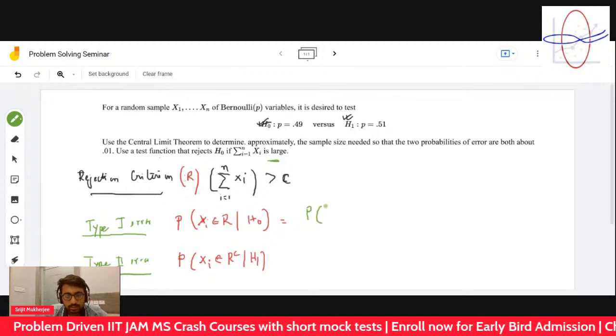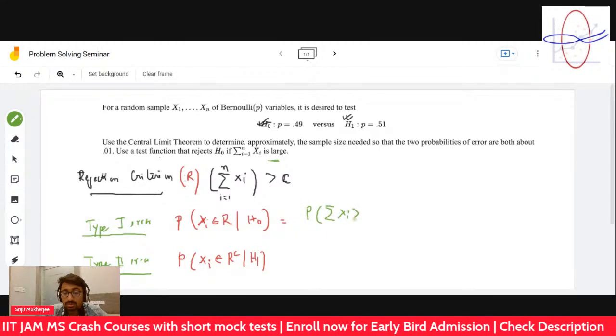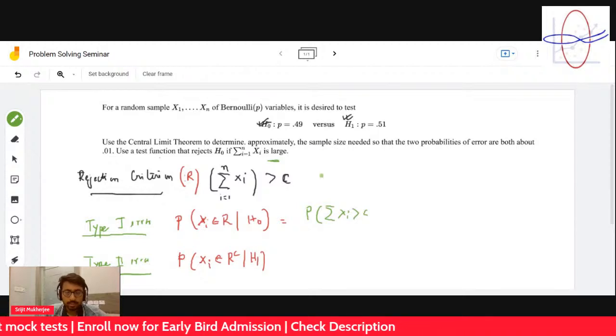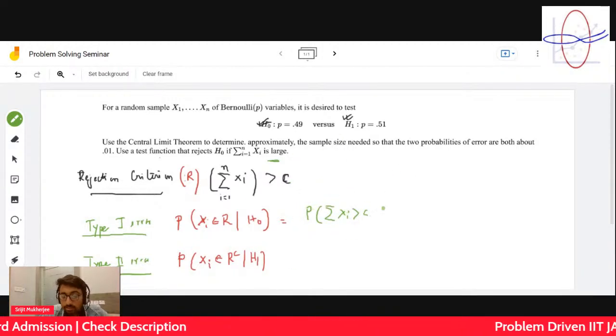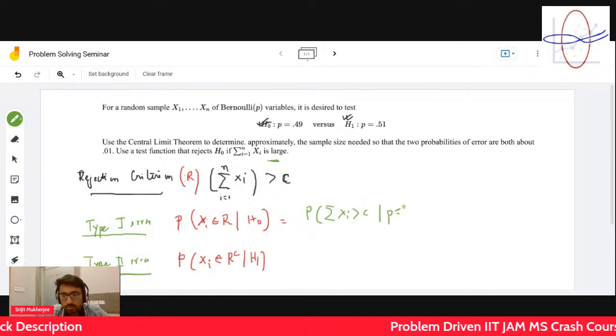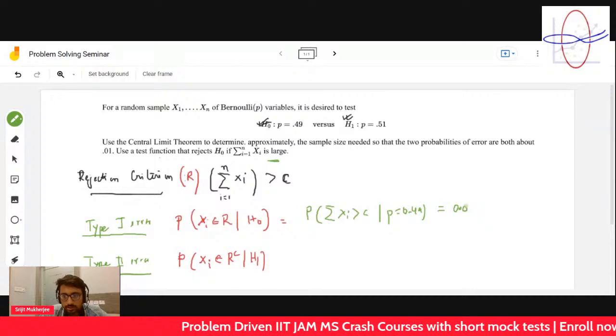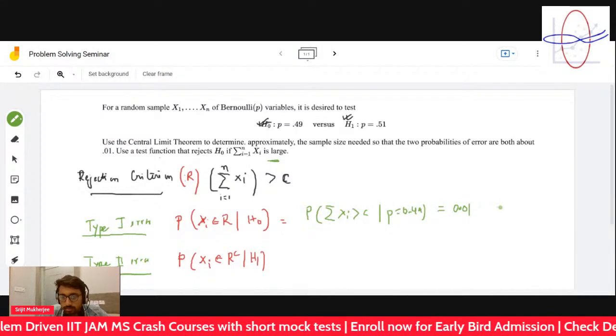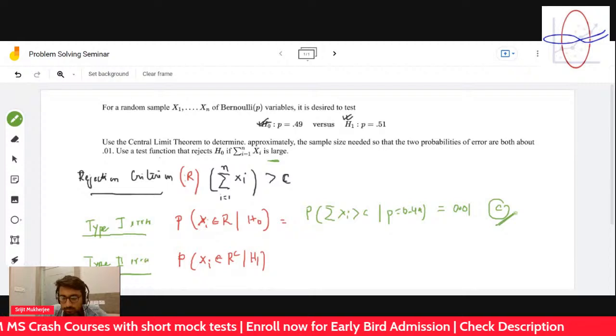Here in this case, it is nothing but the probability that summation Xi is greater than C. We don't know the C, okay? We have to find out the C first. So using the information that this type 1 error probability is 0.01, given P is equal to 0.49, it's equal to 0.01. And from this, we will find out the C.